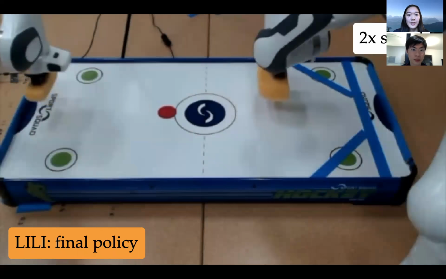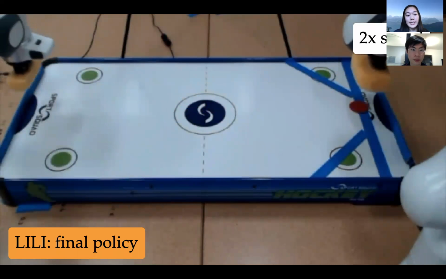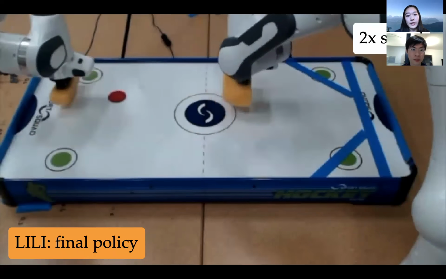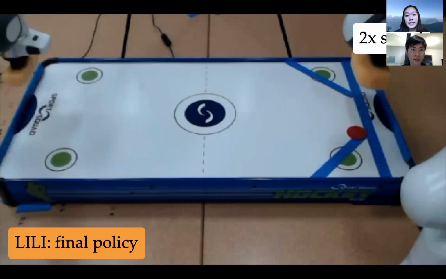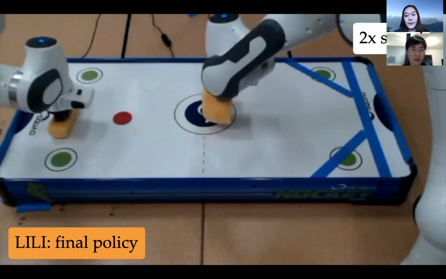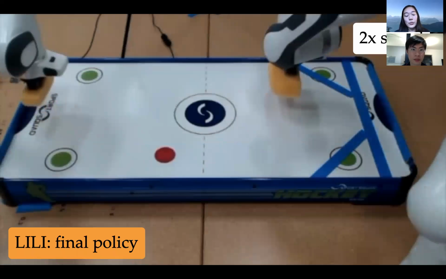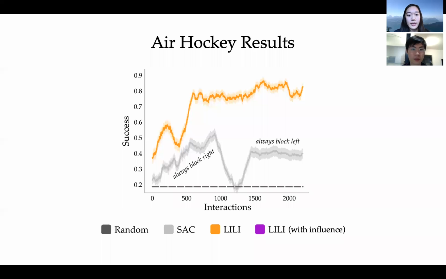And so we see that Lily can block a lot more successfully than soft actor critic. But because it's not explicitly trained to influence the other agent's strategy, it won't get that bonus reward for blocking left every time. Here we plot the success rate, and Lily blocks a lot more successfully. It blocks about 80 to 90% of the time.